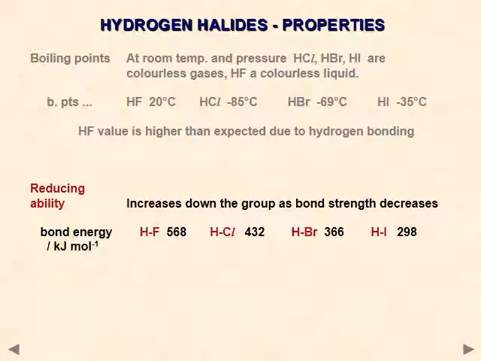Reducing ability: HF has a very strong bond compared to that of HCl, HBr and HI because bond length increases down the group and the bond energy decreases. So that's why the reducing ability increases down the group. We have seen what happens with HI and sulfuric acid, whereas HCl causes no reduction of sulfuric acid.